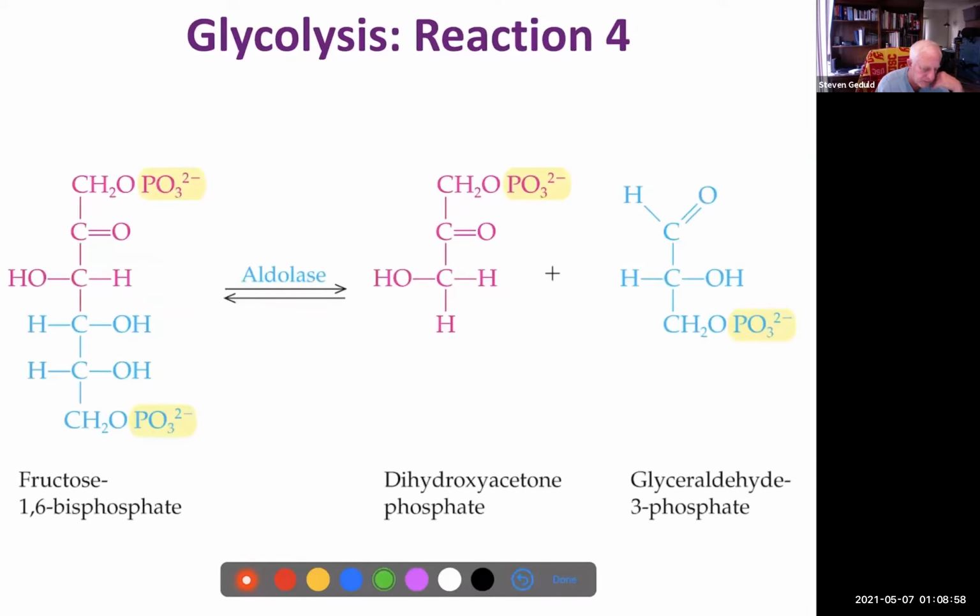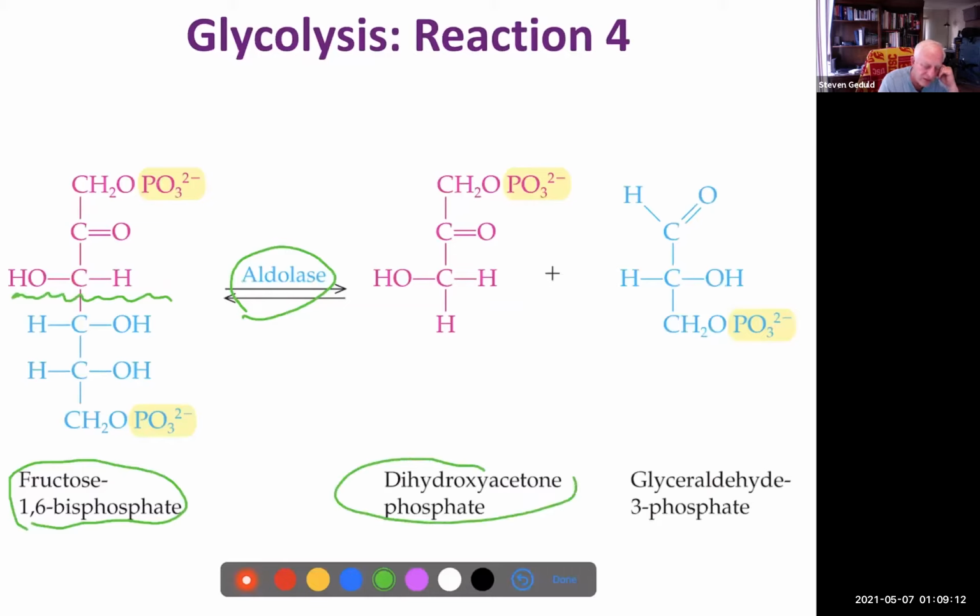So fructose 1,6-bisphosphate. That's what we have. We're going to use aldolase, which is an enzyme, and we're going to split it into 2 3-carbon intermediates. First one is dihydroxyacetone phosphate, and the second one is glyceraldehyde 3-phosphate.